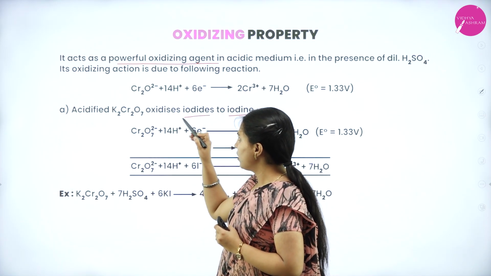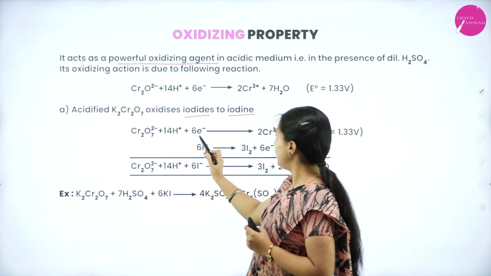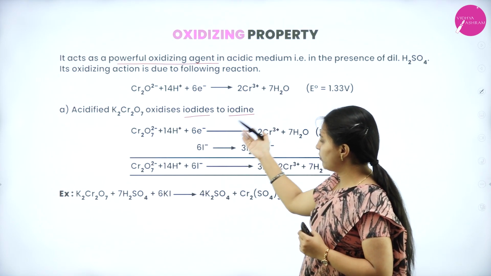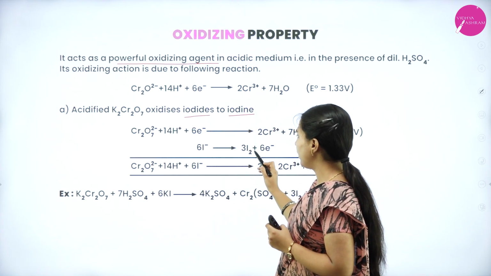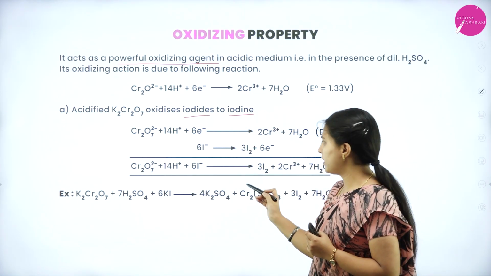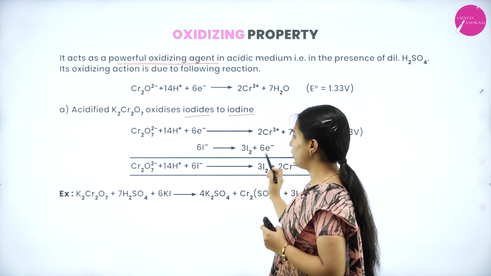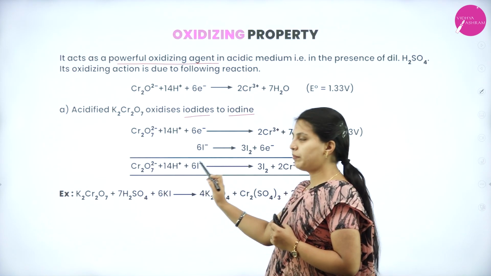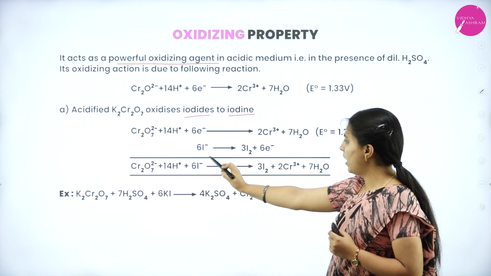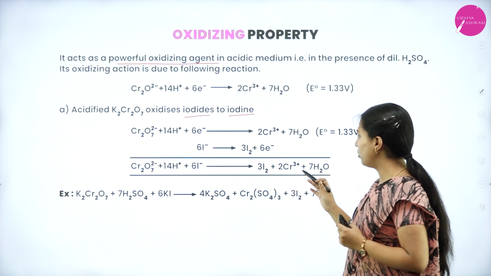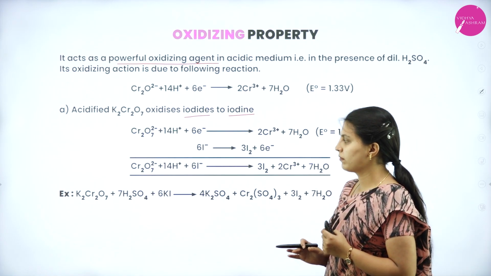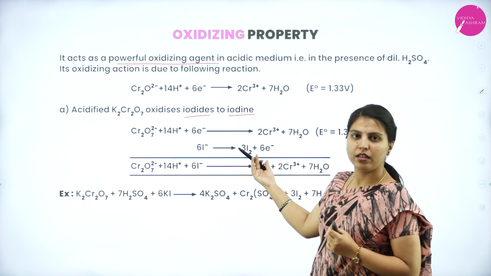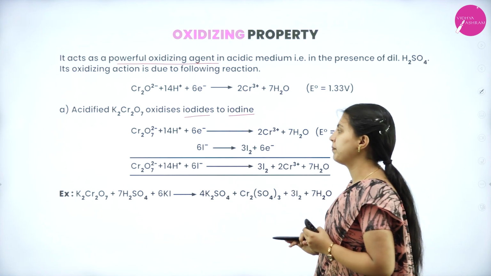Here, this is the dichromate ion in the acidic medium. This is the first general reaction. By using this one, iodide to iodine will be formed. This is iodide and this is iodine. The overall reaction: Cr2O7 2- in the acidic medium, H+ and the electrons, iodide to iodine, with chromium and water. This is an overall example, and it has been shown step by step here.